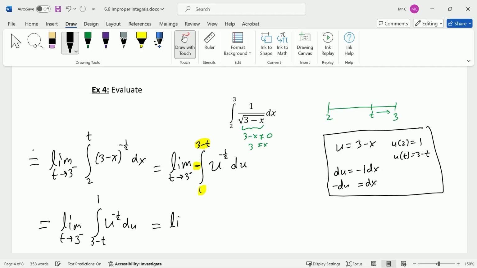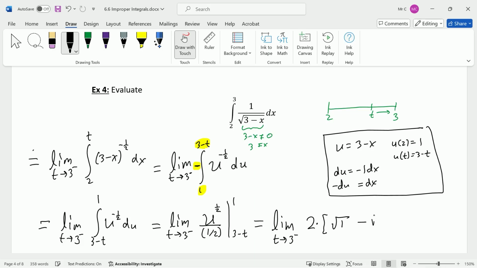And now I'll take my antiderivative. So that's the limit as t goes to 3 from the left of u to the positive 1/2 divided by my new power, 1/2, evaluated from 3 minus t to 1. Dividing by 1/2 is the same thing as multiplying by 2. So this becomes 2 times the square root of 1 minus the square root of 3 minus t.